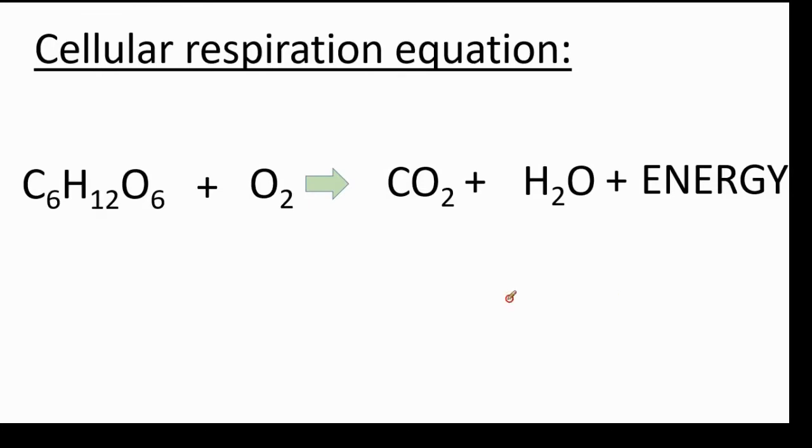And if we balance it, it will be as such. We need to have 6 dioxygens, 6 CO2s, we'll have 6 carbons there, and 6 H2O. Under the word energy, what we mean is formation of molecules which have energy, and it can, for example, be ATP. So here we are, this is the cellular respiration equation.